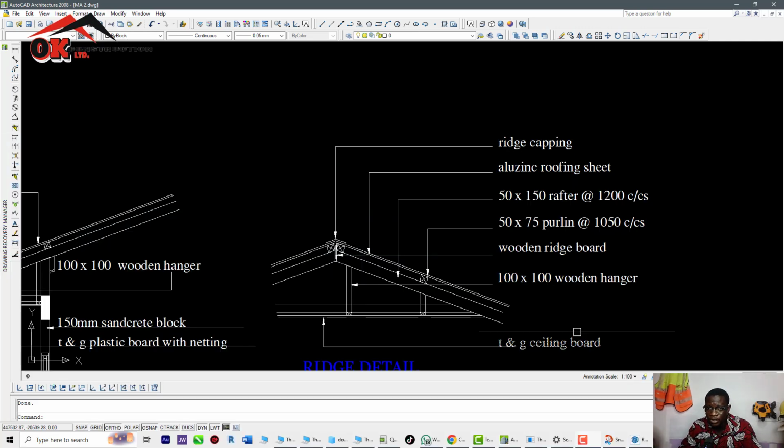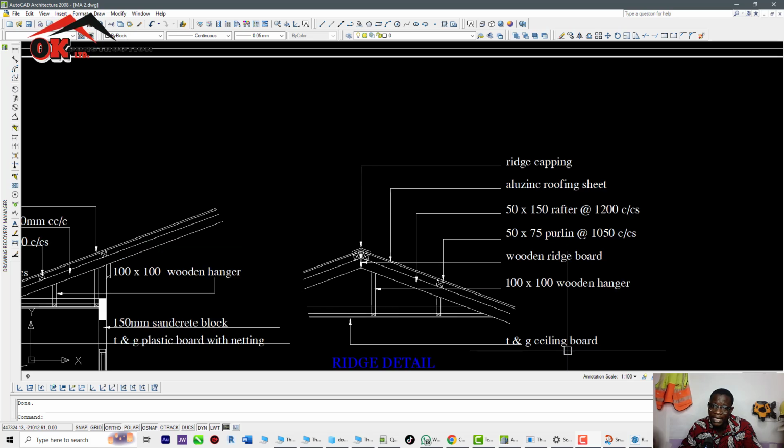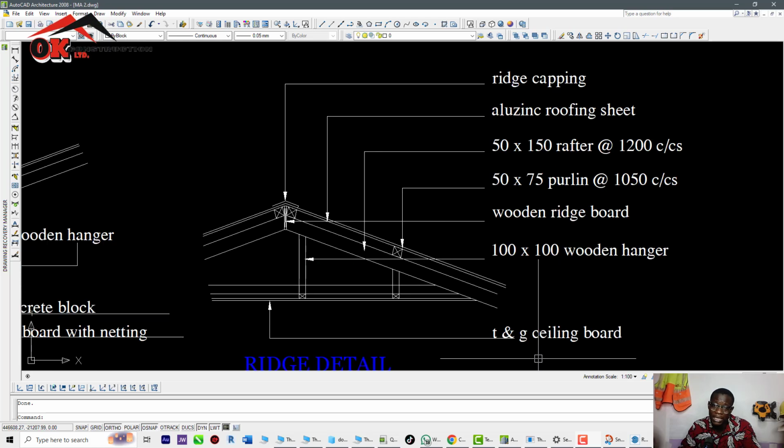Then after you see either T&G ceiling, plywood ceiling, POP ceiling, or whatever. It will depend on the type of ceiling or the person using it; the architect gives more specific measurements for this particular area.